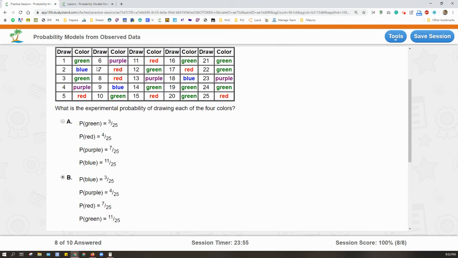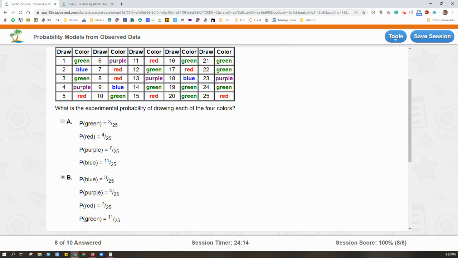Now, we could check the probability for the other ones just to make sure we're doing it right, not making a silly mistake. So let's check for blue. The probability for blue is 3 out of 25. So 3 of these should be blue. And sure enough, there's 1 blue, 2 blues, 3 blues. So blue is for sure 3 out of 25, and that's why it says 3 out of 25 right there.